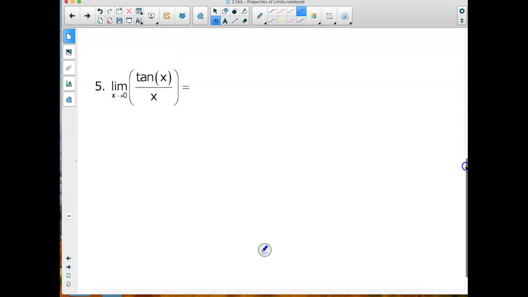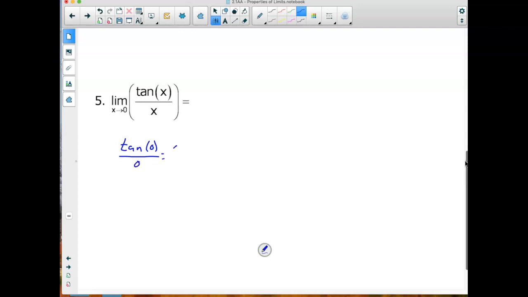I love trig, if I didn't say that before. Well, what is the tangent of 0? Tangent of 0, you guessed it, it's 0. So I get 0 over 0. So I need to figure out a way. I don't have a tangent x over x, I have a sine x over x as I approach 0, okay?